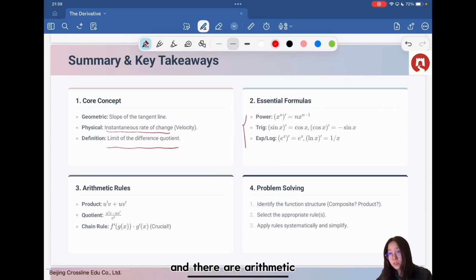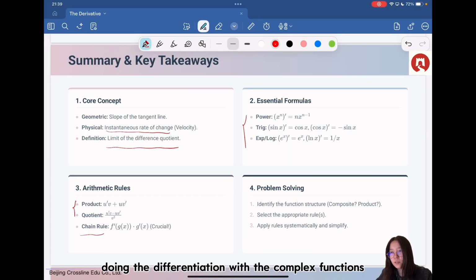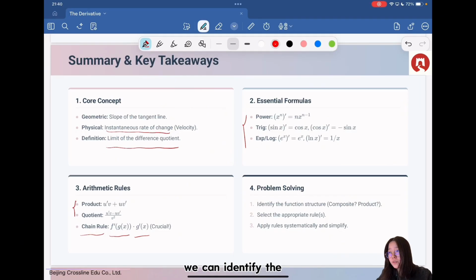And there are arithmetic rules, especially the product and the quotient rule. They're a little bit complex, but as long as we practice more, we will get familiar with them, okay? And the chain rule is applied when we're doing the differentiation with complex functions. So we just multiply the derivative of the outer function by the derivative of the inner function. Then for problem solving, we can identify the function structure and select the appropriate rules, and then we can apply the rules systematically and simplify them.